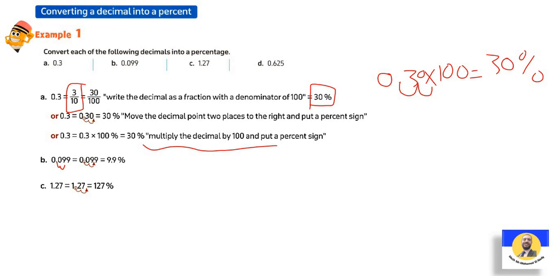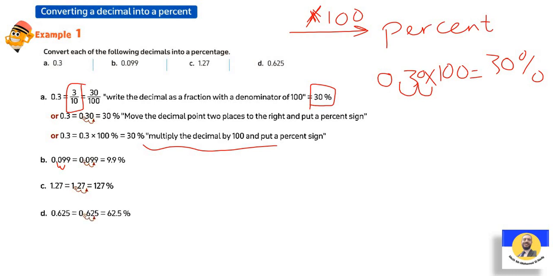Letter C, 1.27. How can we change it? Only by multiplying by 100. If you want to change it into percent, what will we do? Only we will make times by 100. So 1.27 times 100 is 127%. Letter D, 0.625 times 100 is 62.5%.